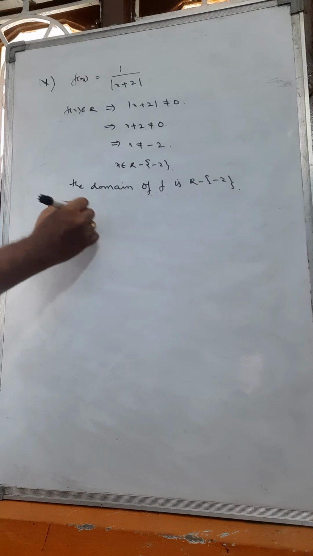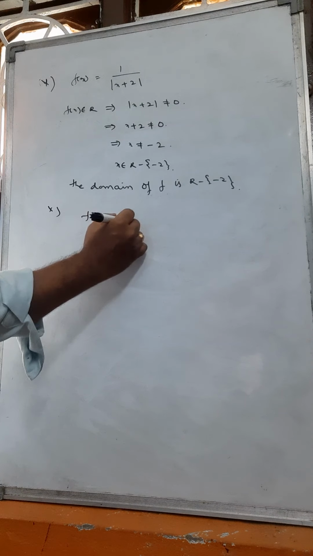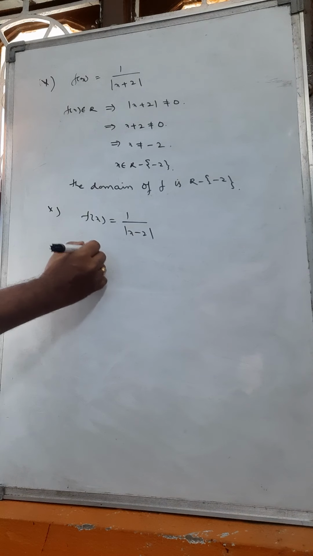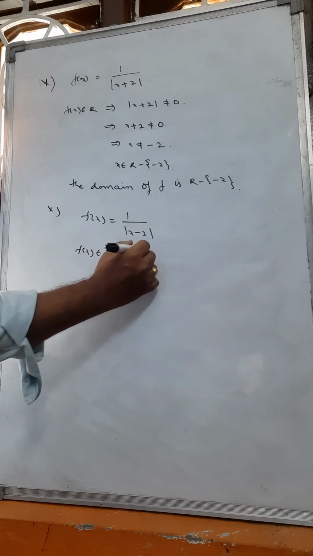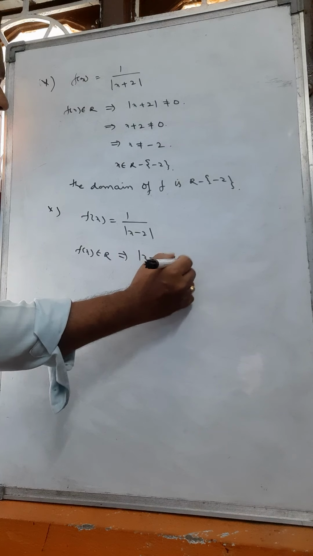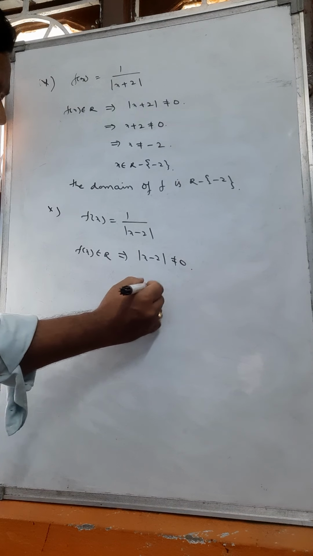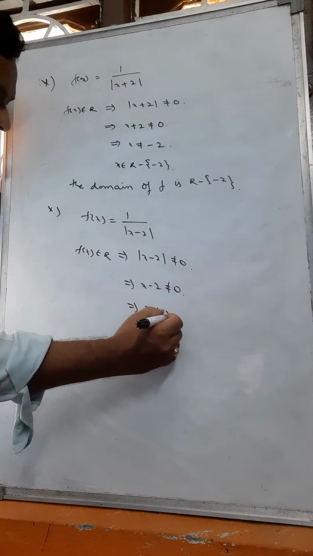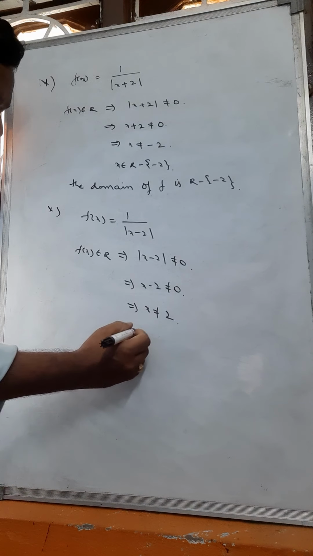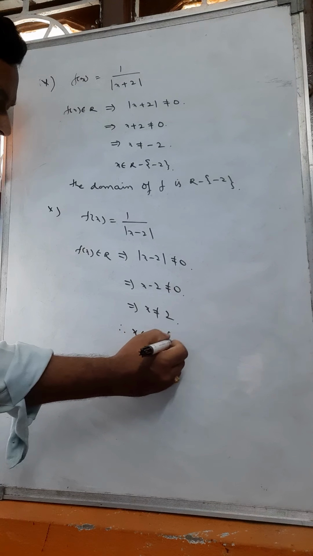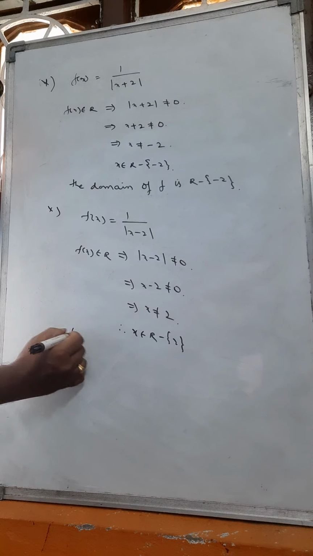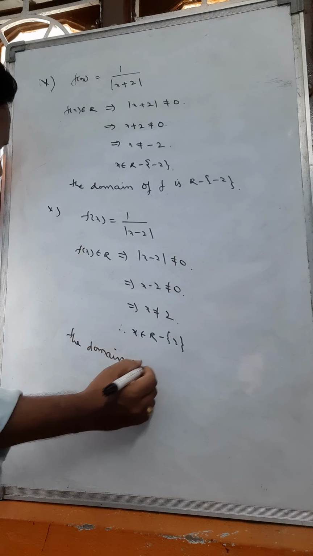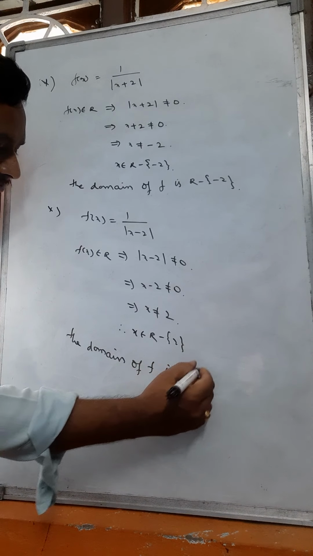The 10th problem, f(x) = 1/(|x| - 2). f(x) belongs to R, so |x| - 2 is not equal to 0. So x - 2 is not equal to 0, and from this x is not equal to 2. Therefore x belongs to R minus {2}. So the domain of f is R minus {2}.